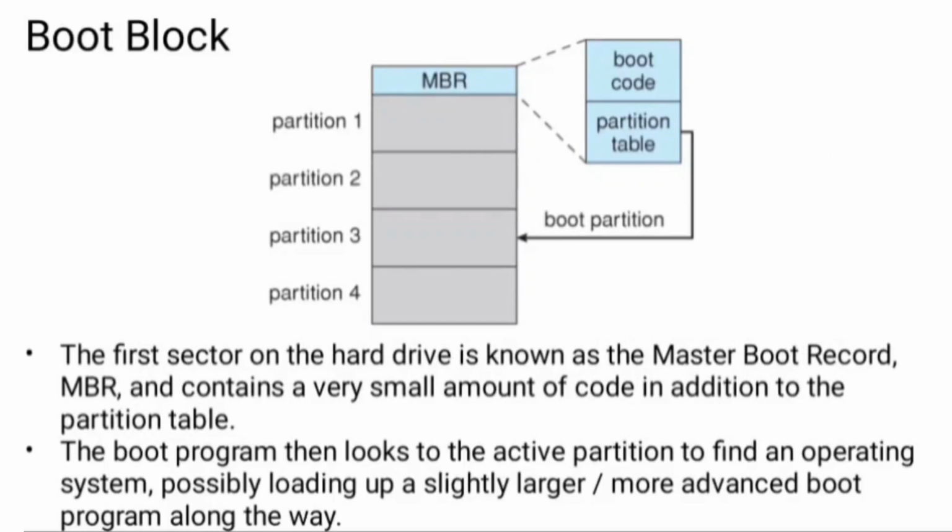In the given diagram, the first sector on the hard drive is known as the master boot record and contains a very small amount of code in addition to the partition table. The boot program then looks to the active partition to find an operating system, possibly loading up a slightly larger or more advanced boot program along the way.